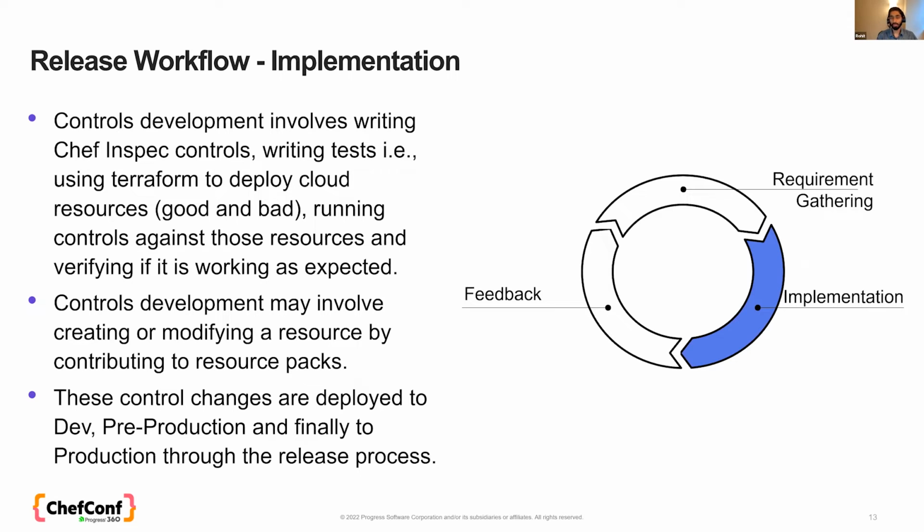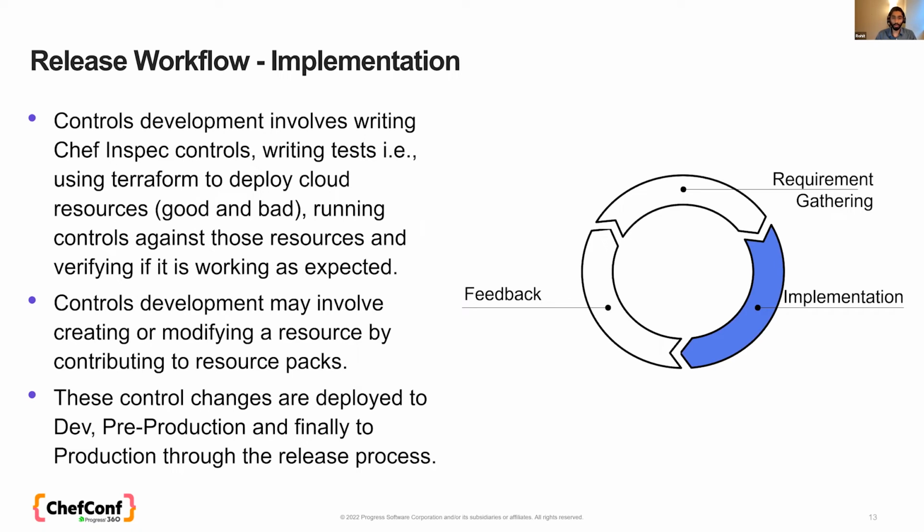In some cases, we might even need to do Chef InSpec resource pack edits, to which we have been actively contributing in the AWS and Azure resource packs, depending on the requirements. These edits can range from the addition of a completely new resource that we need to write a control for, or adding a new function to an existing resource and using that function definition in our control to check for compliance.